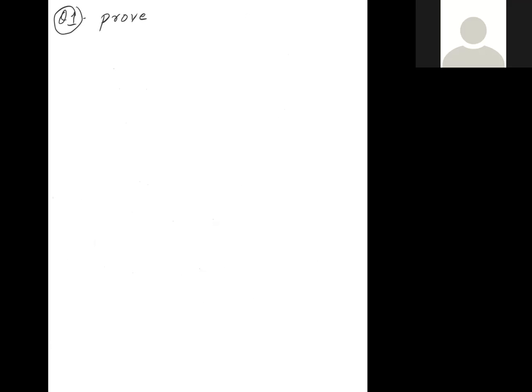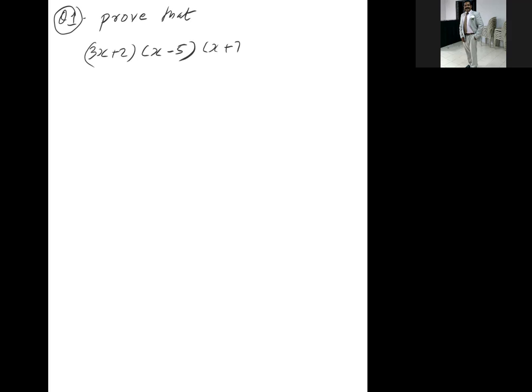Prove that (3x + 2)(x - 5)(x + 7) is equal to 3x^3 + 8x^2 - 101x - 70. So that is our question: (3x + 2) into (x - 5) into (x + 7).